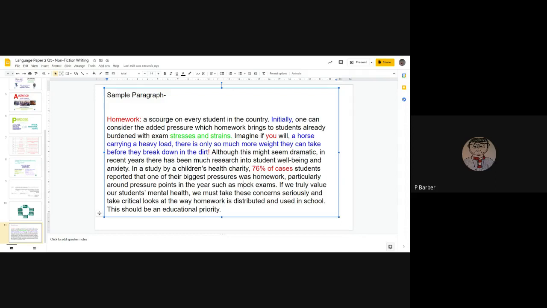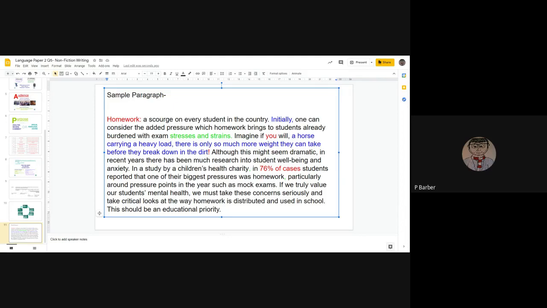So I've said in a study by a Children's Health Charity, 76% of cases, students reported the biggest pressure was homework. Now, I shouldn't have put it in there, 76% of cases. That's why you proofread. There we go. So in a study by a Children's Health Charity, in 76% of cases, students reported that one of their biggest pressures was homework, particularly around pressure points in the year, such as mock exams. Now, what you'll see here is actually I've embedded a clause within this. So the 76% of cases has been embedded within there. Now, that's showing my control of sentence structure. If I read this, in a study by a Children's Health Charity, particularly around pressure points in there, such as mock exams, you've got the embedded clause within, which adds the extra detail.